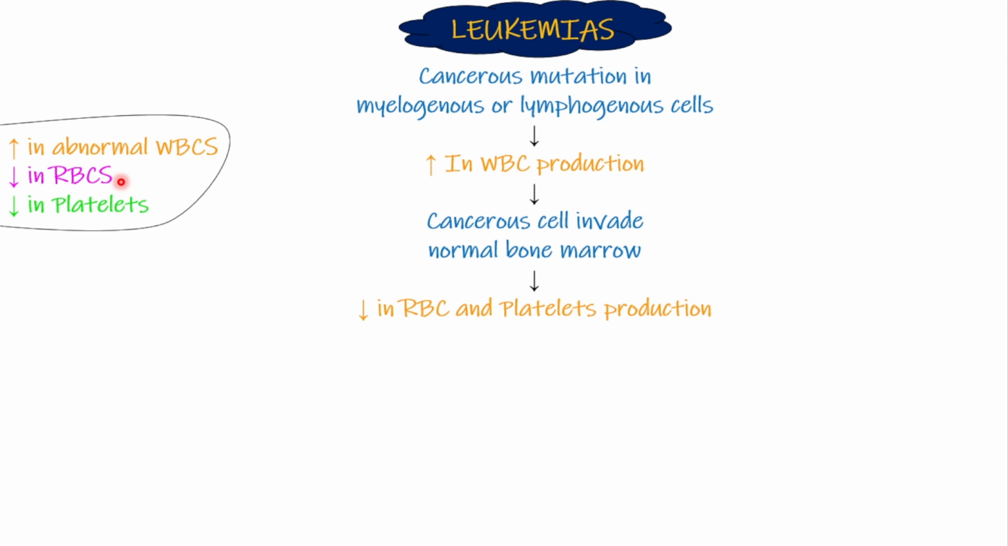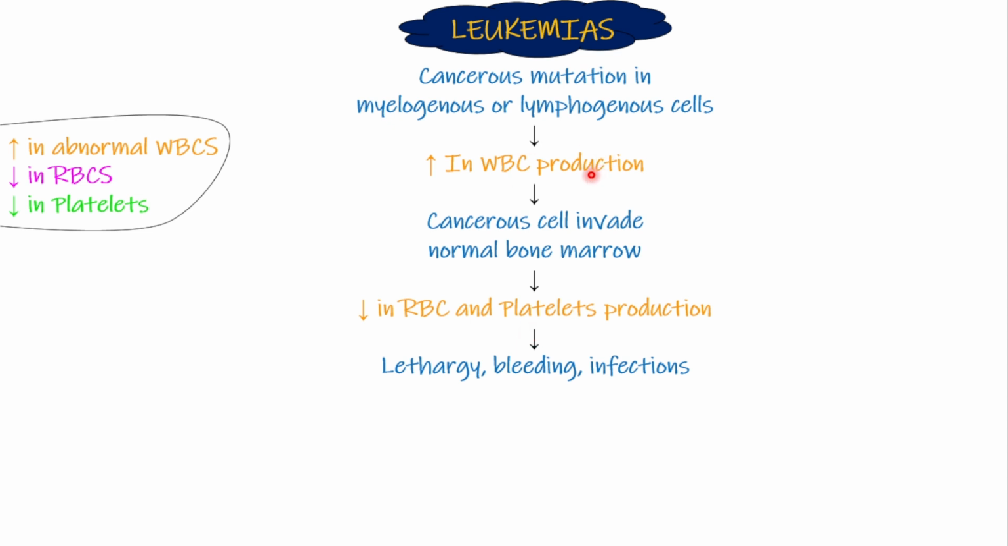Because of the decrease in red blood cells, he will feel lethargic, he will feel weak. Because of the decrease in platelets, there are bleeding tendencies. And because of the increase in abnormal WBCs, he will suffer infections. So there is a combination of lethargy, bleeding, and infections in the leukemias. Okay? So white blood cells will invade the bone marrow, and the production of RBCs and platelets is also affected.